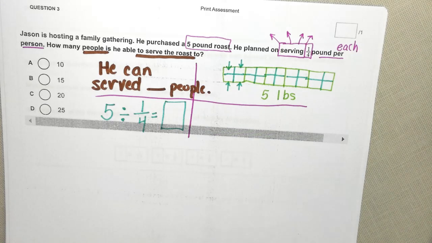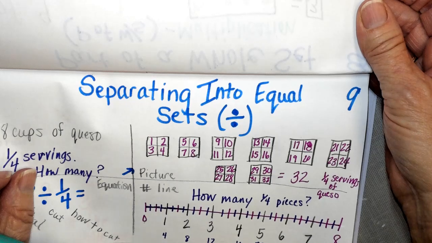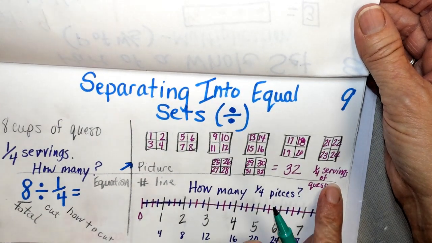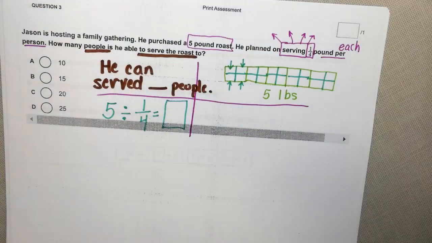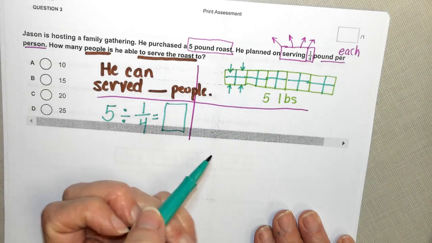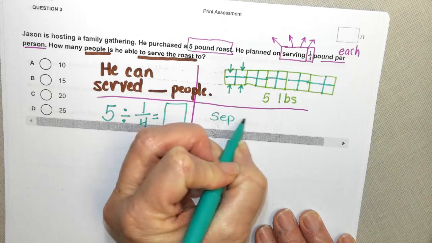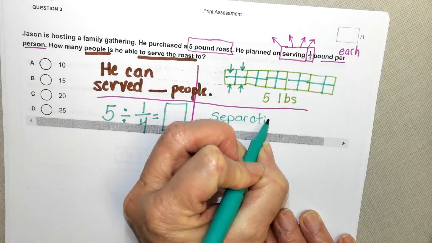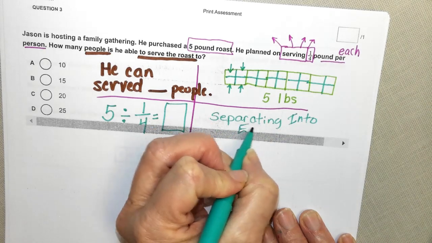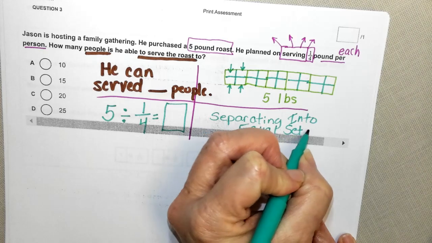If I go back and reference my book, I notice that it looks like I labeled all the pieces. I didn't shade in any pieces. So when I label them, that will tell me the servings that I have. It sounds to me like I need to go back and do some labeling. And then I need to go ahead and label this as separating into equal sets.